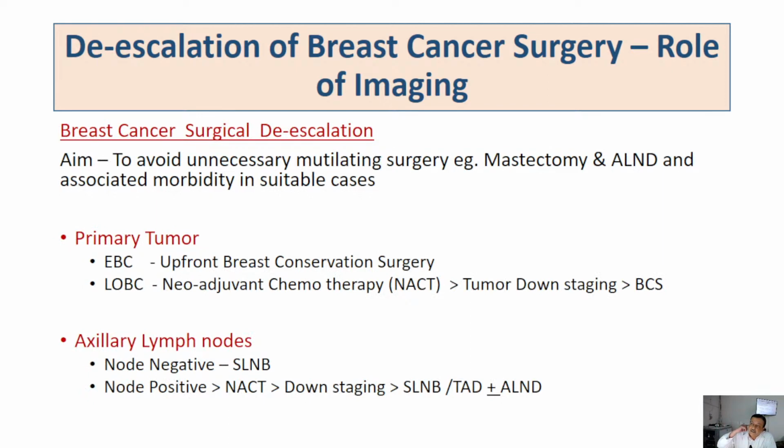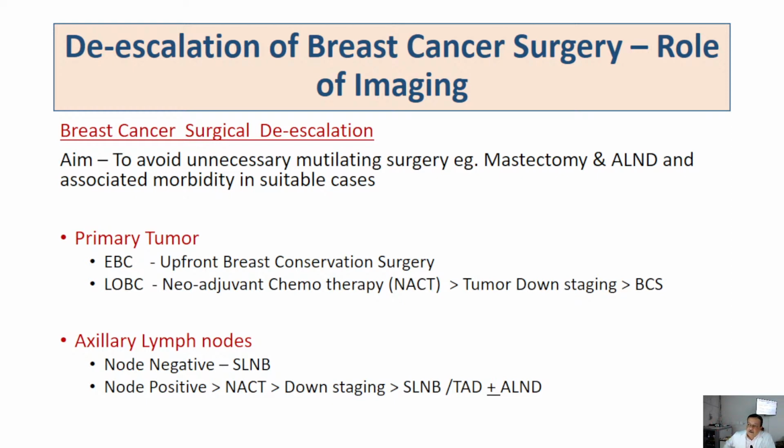So how the de-escalation, the imaging works. What is de-escalation? It is to avoid unnecessary mutilating surgery like mastectomy or axillary lymph node dissection and its morbidity in suitable patients. Still, some patients may need these procedures. Coming to primary tumor, you can use imaging for assessment for suitability of breast conservation, or in the de-escalation process, what we do if the tumor is big, we give neoadjuvant chemotherapy, shrink the tumor, make it small and go for conservation.